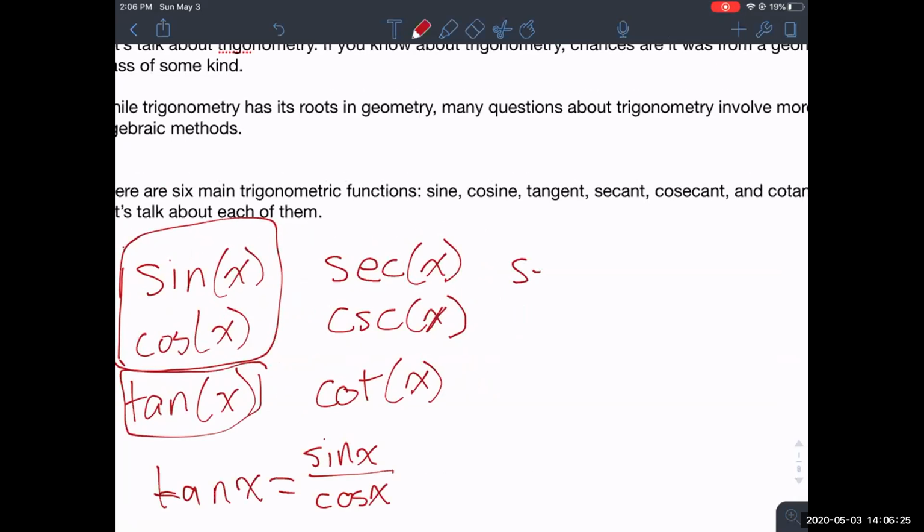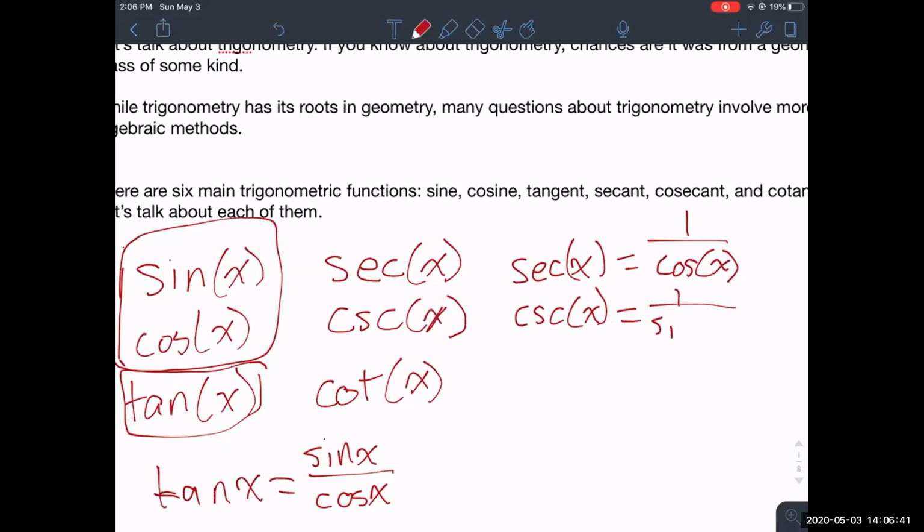Secant x, this part is really confusing. Secant x is actually 1 over cosine x. So it's just a reciprocal. And then cosecant x is the reciprocal of sine x. It's weird. That might take a moment to get your head around, but just make sure you memorize that part. And then cotangent is going to be 1 over tangent, which is just going to be cosine x over sine x.